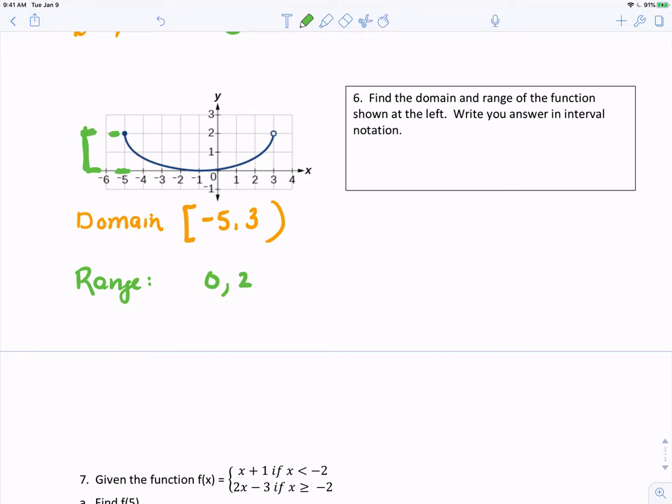Notice that at 0 we have a closed-in circle. In other words, it includes 0. And at 2, this one is open on the right, but this one is closed on the left. And so our range does include 2. All right, it includes it here on the left side. And so there's our domain and our range.